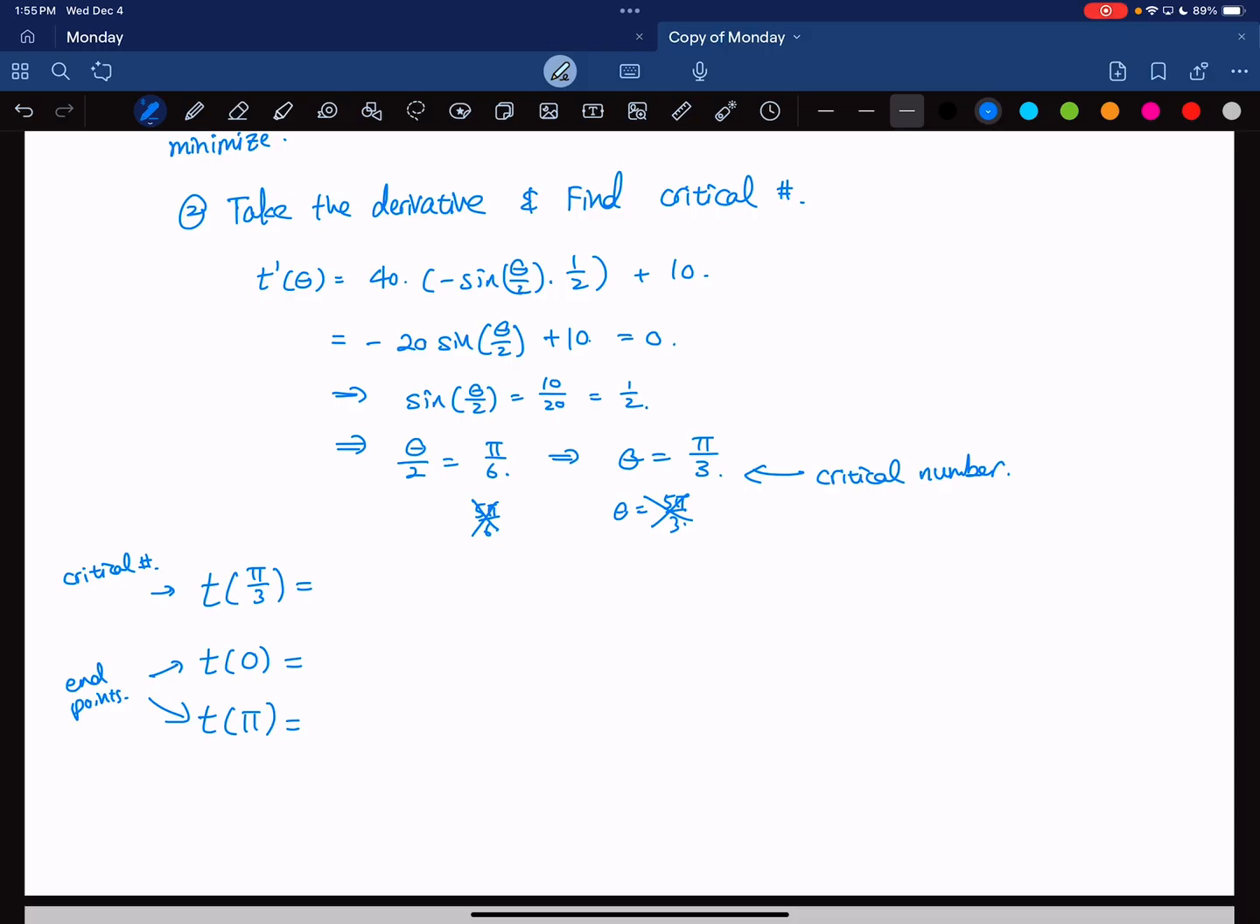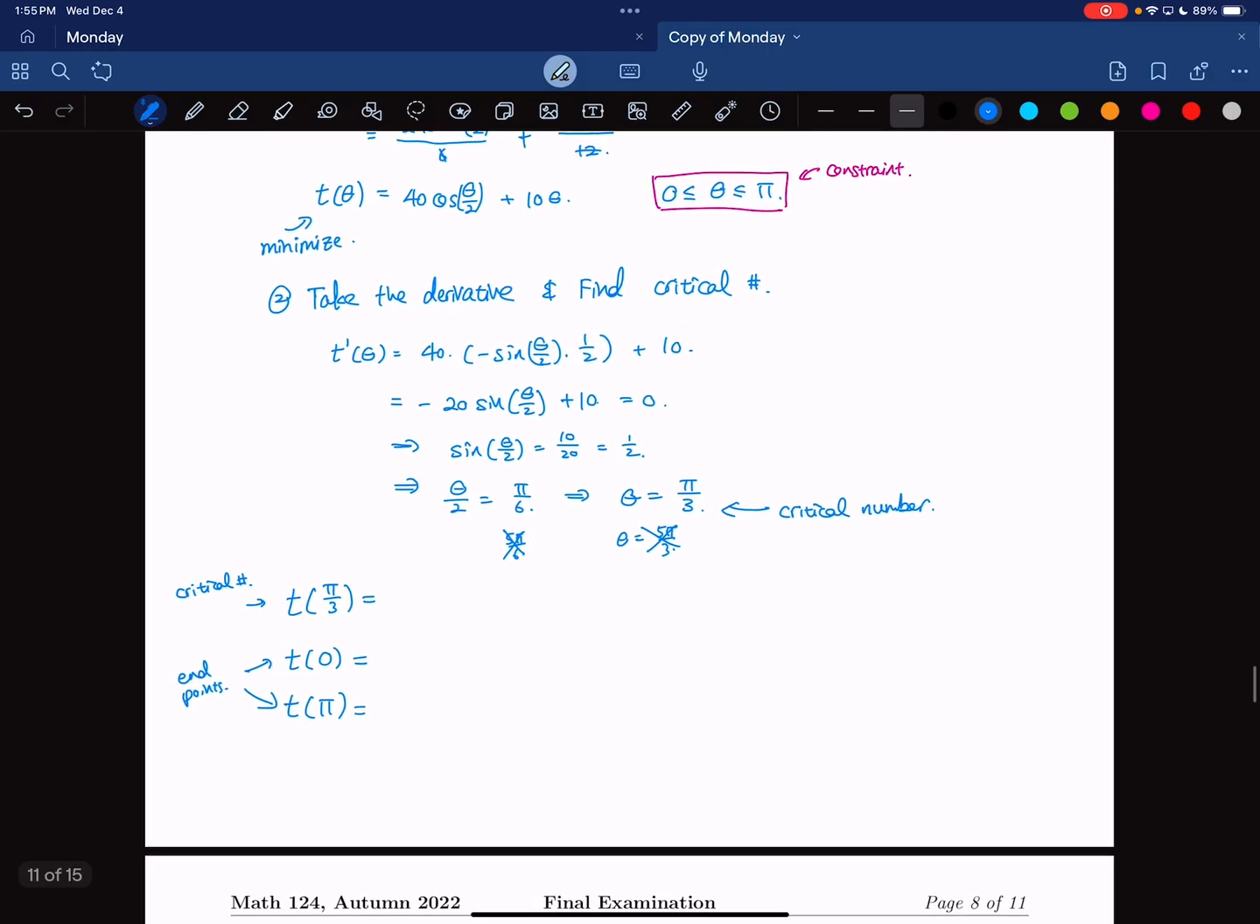So what's my original expression? That's this thing here. I do 40 cosine of pi over 3 divided by 2, so that's pi over 6, plus 10 times pi over 3. I punch it into my calculator and figure out what that is. Can anyone help me out? Does anyone have a calculator that already did it?